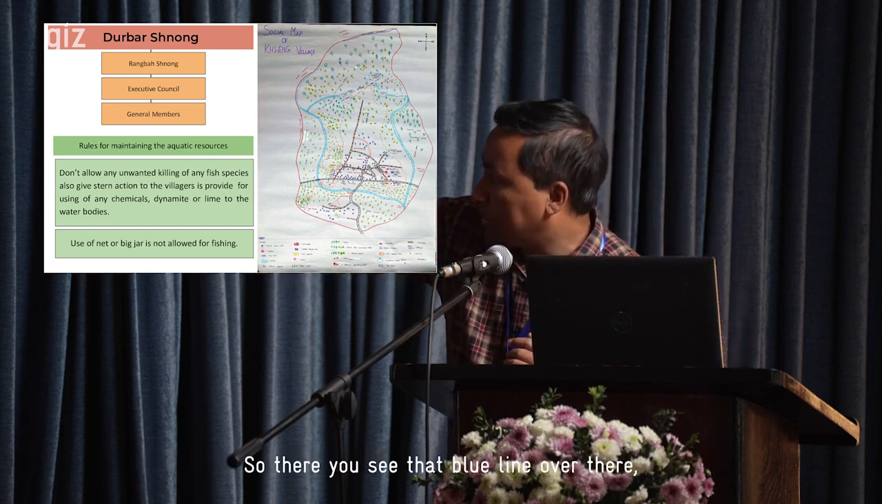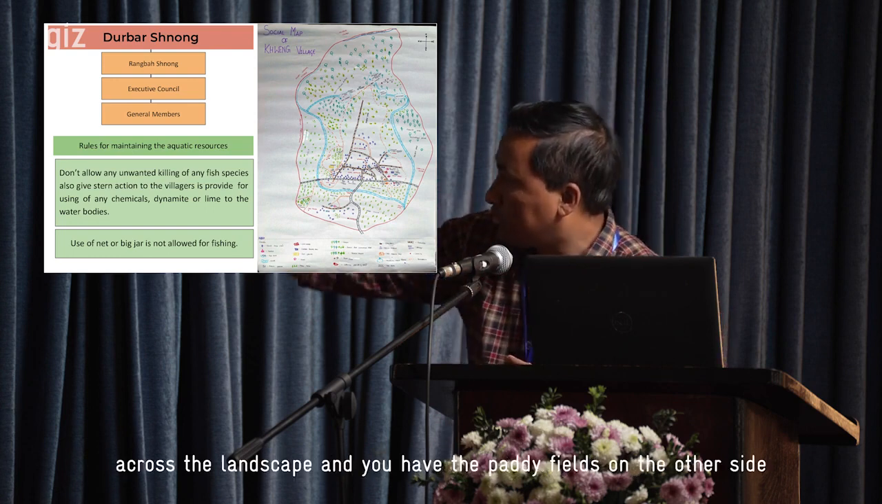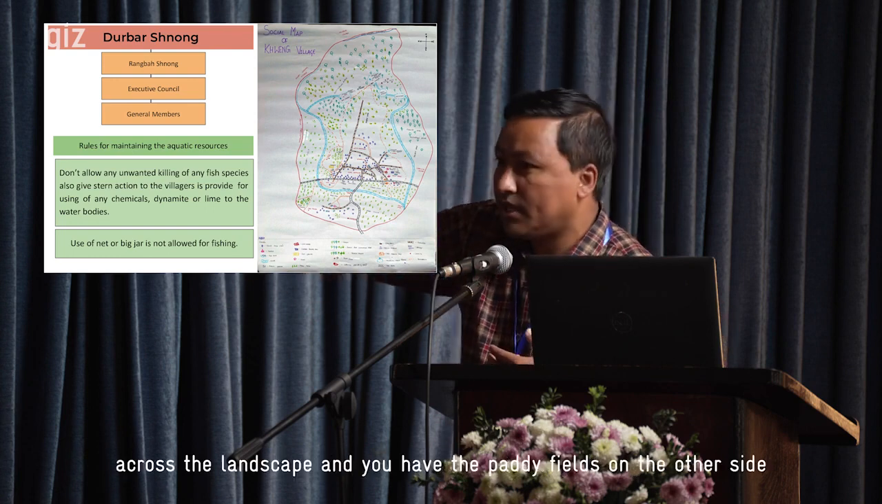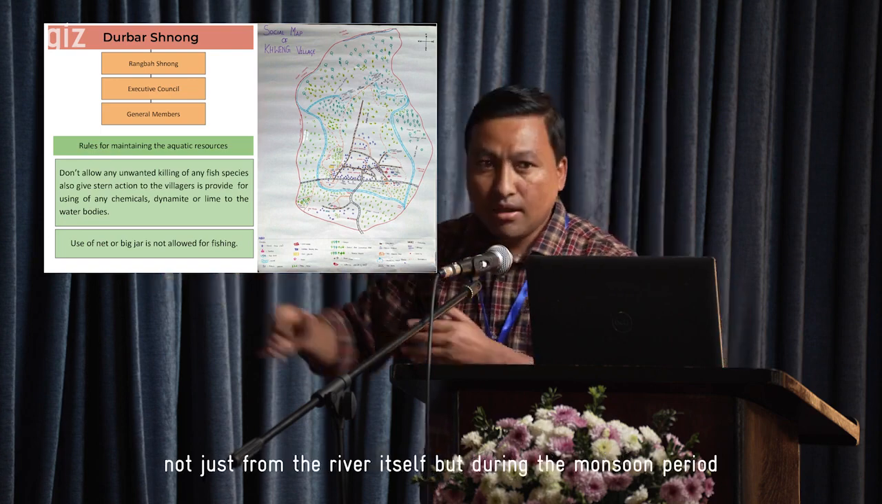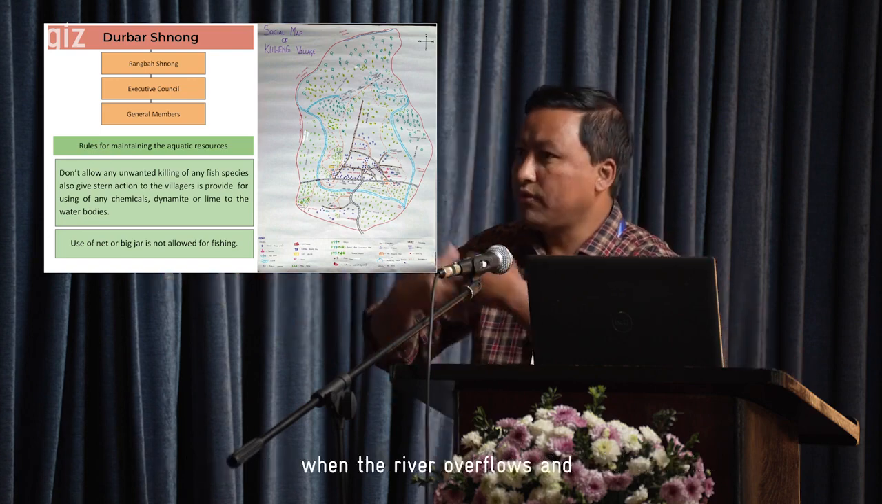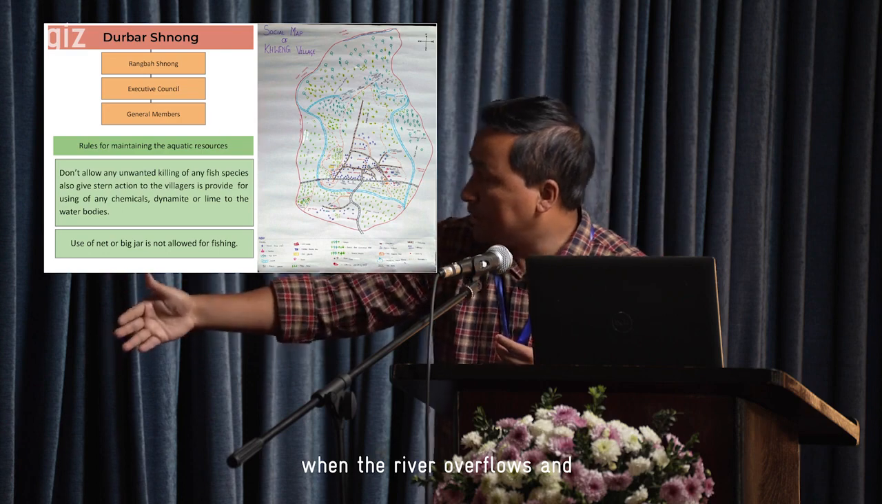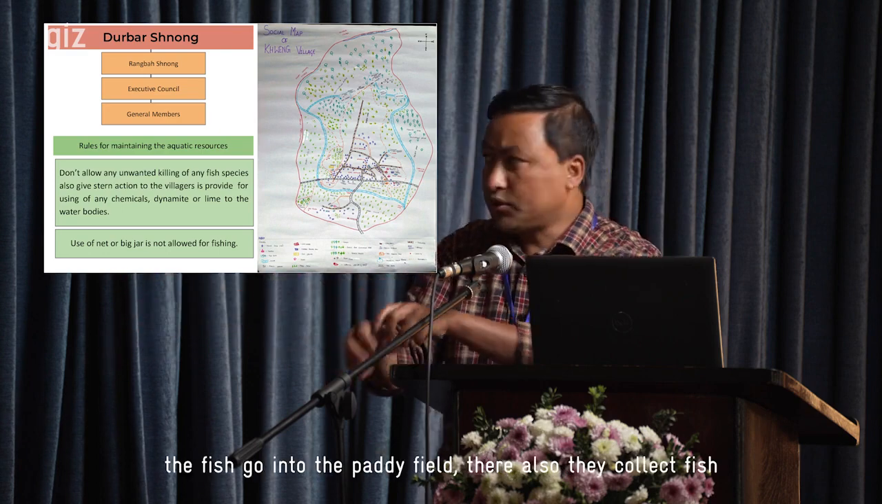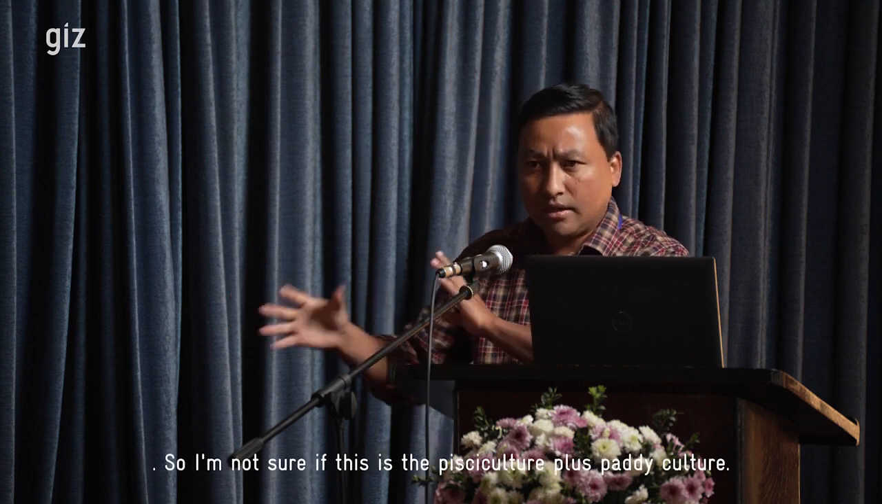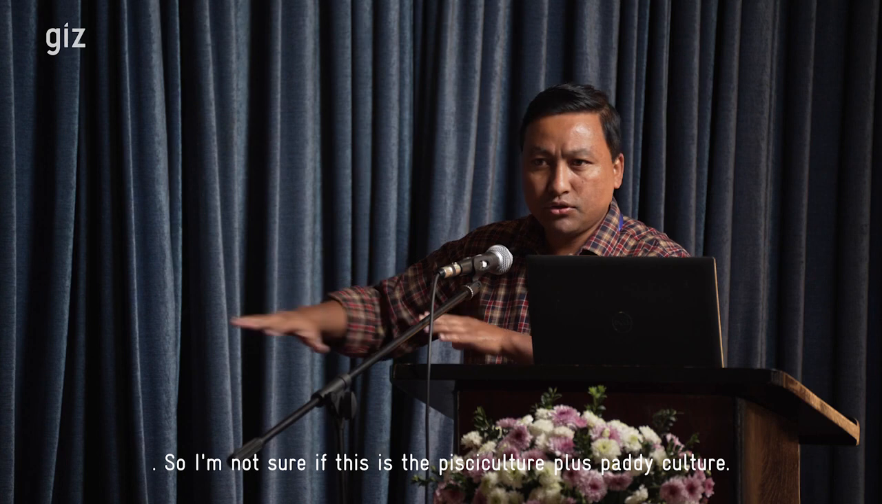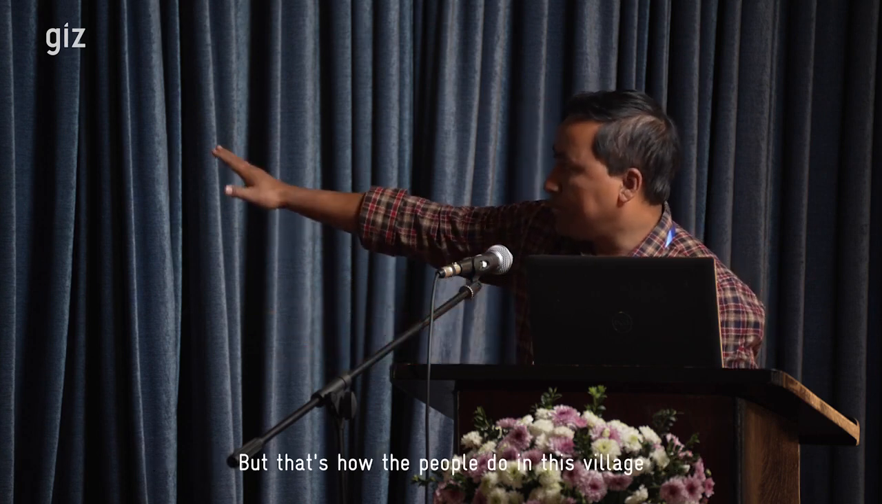And you can see the blue line over there is the river. It's crisscrossing across the landscape, and you have the paddy field on the other side. That's from where the people are collecting the fish. Not just from the river itself, but during the monsoon period, when the river overflows, the fish go into the paddy field. There also they collect fish. So there are 2 ways of it: from the river itself and the paddy field itself. I'm not really sure if this is pisciculture plus paddy culture. I'm not really sure about that. But that's how the people do it in this village.